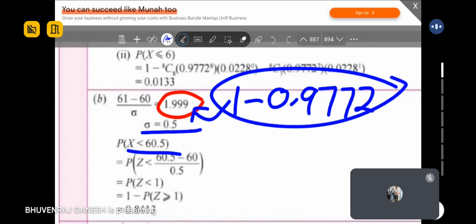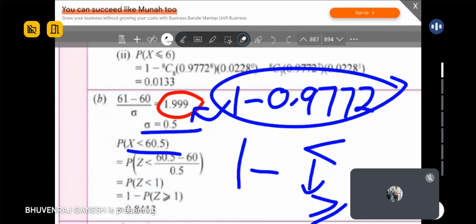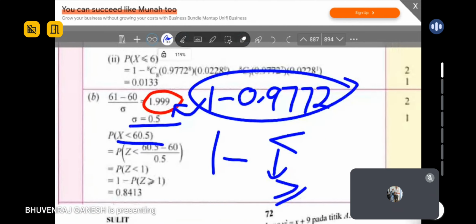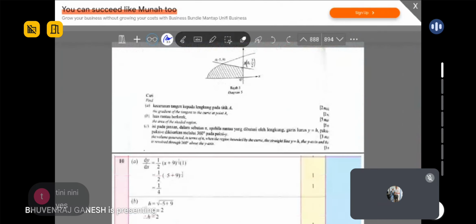Once again, here the inequality sign is wrong. Your inequality sign must always point to the right. So that's why I take 1 minus. When you use 1 minus, automatically your inequality sign will switch direction. It will change already when you use 1 minus. Then this one you just read the table for this value, and then you find the answer. Understand? Very simple, right? So now we go to question number 11.